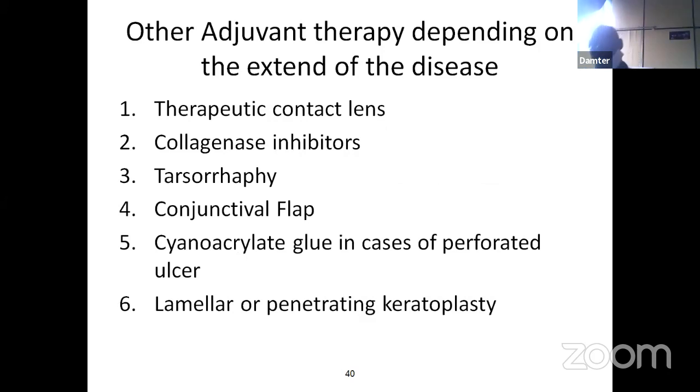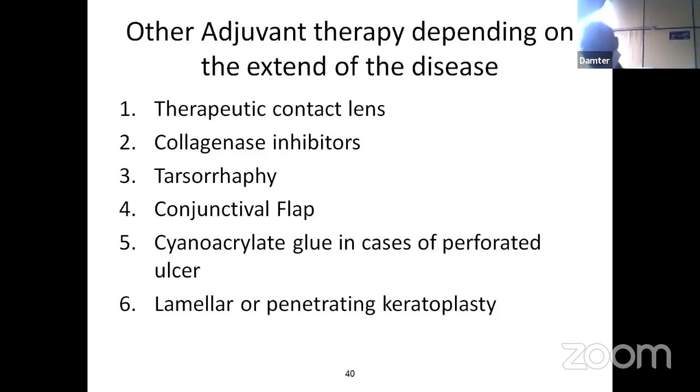So other adjuvant therapy that can be used in herpes simplex keratitis depends on the extent of the disease. In a patient that has a corneal perforation or an impending corneal perforation, the use of a therapeutic contact lens would be important. And for patients with progressive corneal melting, they also need collagenase inhibitors, commonly tetracycline and doxycycline in our environment, which would also be important.